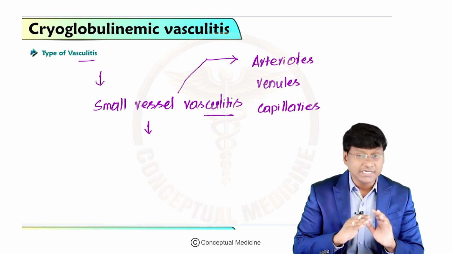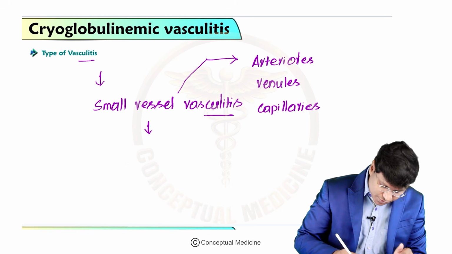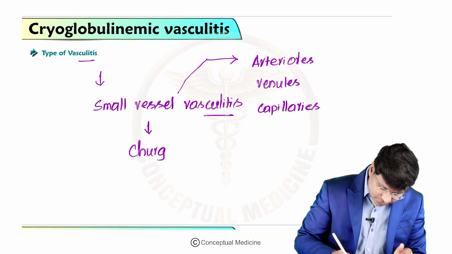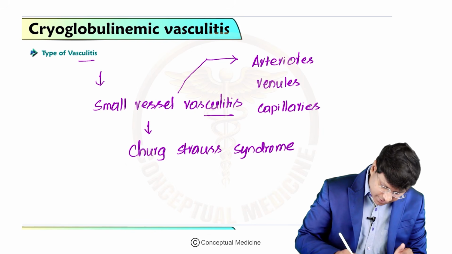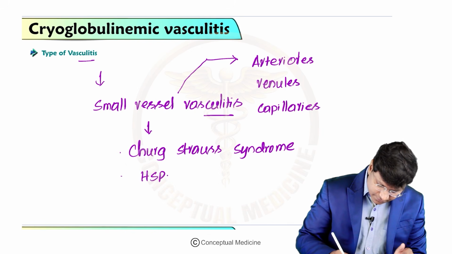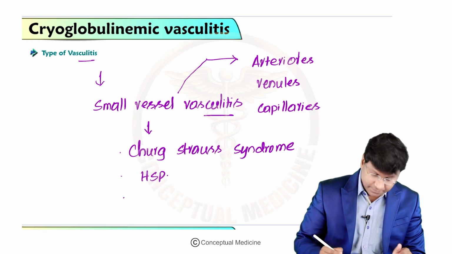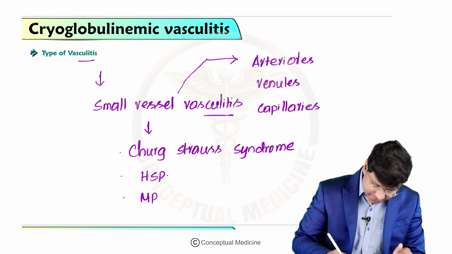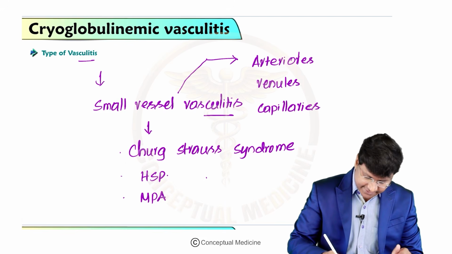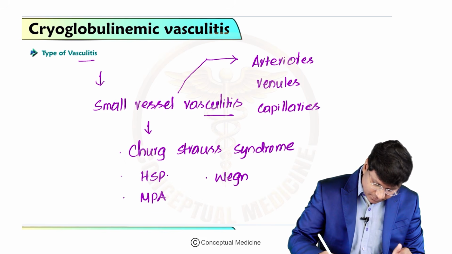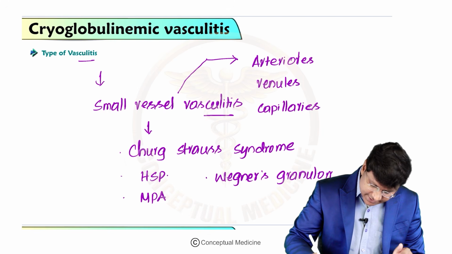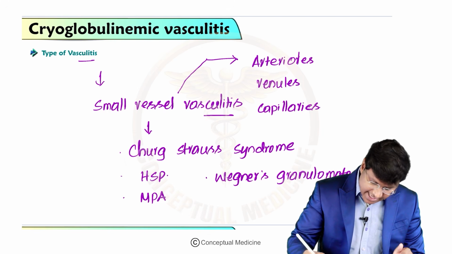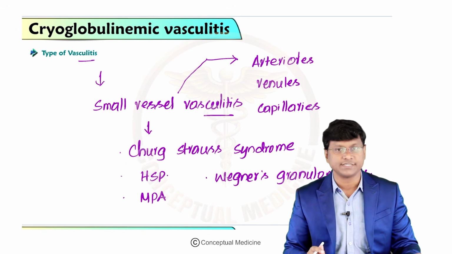And what are the other examples of small vessel vasculitis? That includes Churg-Strauss syndrome, number 2, Henoch-Schonlein purpura, number 3, microscopic polyangiitis, and then Wegener's granulomatosis. So these are other examples of small vessel vasculitis.